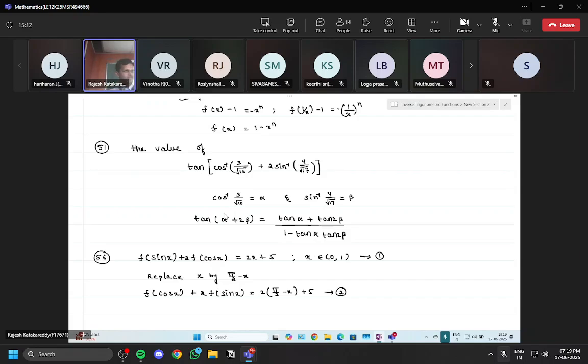Cos of cos inverse x will be equal to x for all x belonging to 0 to 1. Clear? Understood the hint? Please copy it till here and then go home and solve once. Anybody has doubt in this hint? Everybody understood this one? Online, offline?